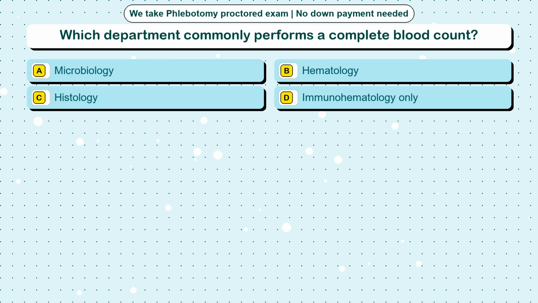Question 77. Which department commonly performs a complete blood count? Option A, microbiology. Option B, hematology. Option C, histology. Option D, immunohematology only.